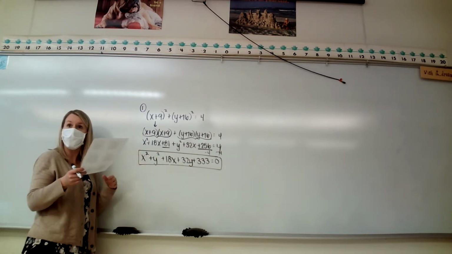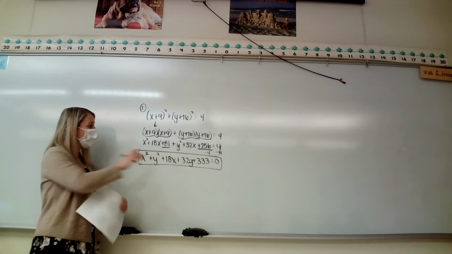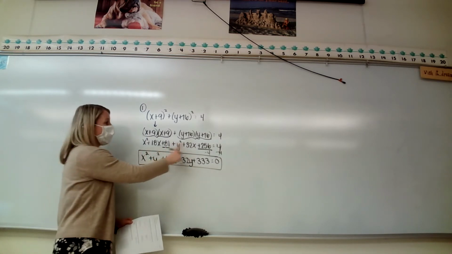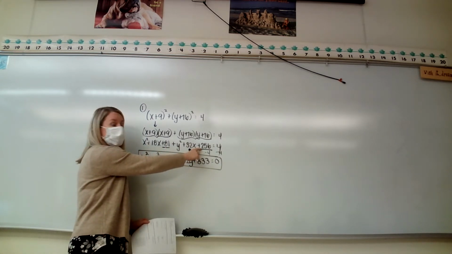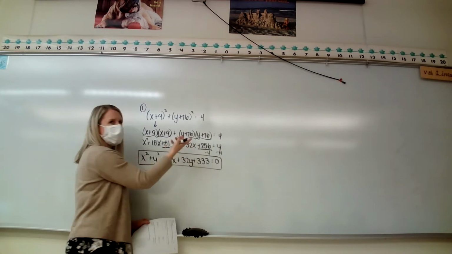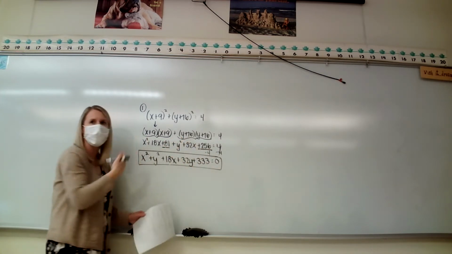Where did you get 333 from? I have the 81 here. I have the 256 here. I didn't even see the 81. Yep, so I combined those because those were just constants, and then I moved the 4 over from the other side.